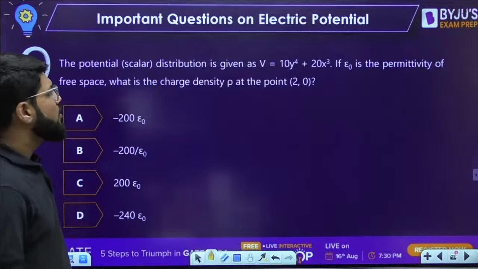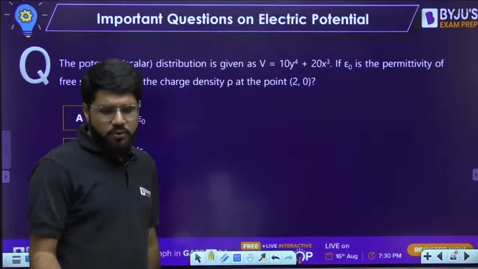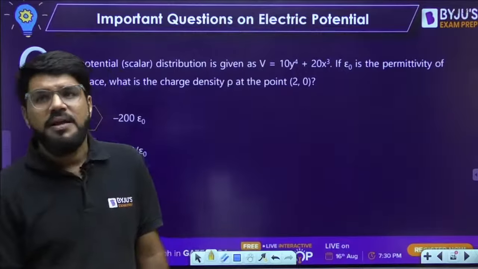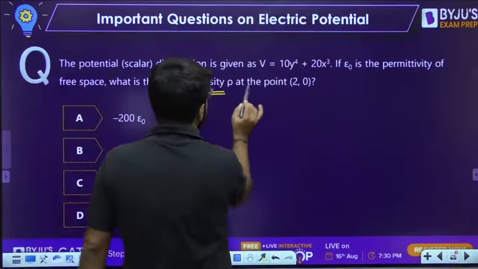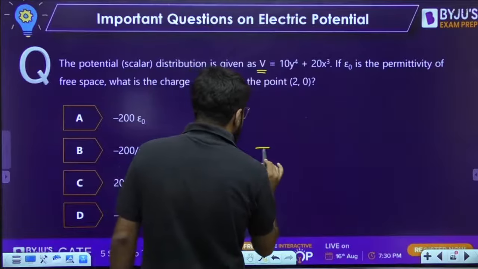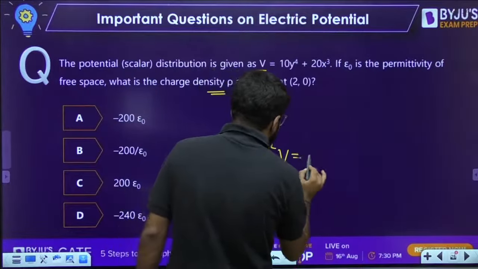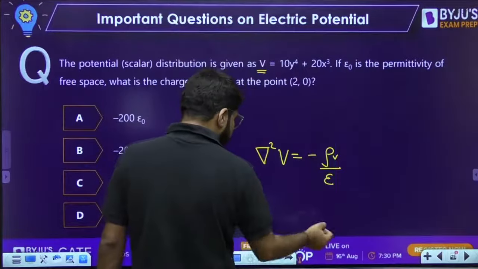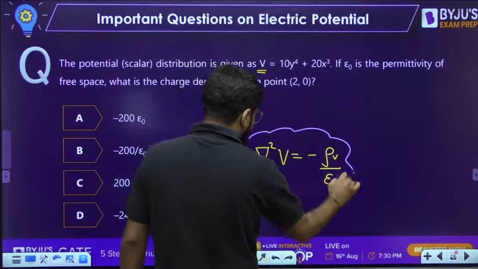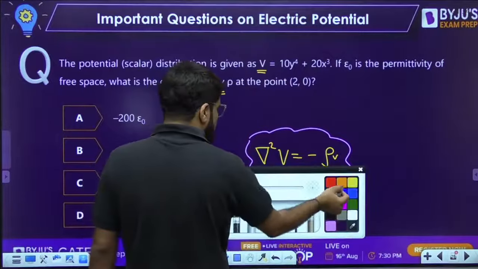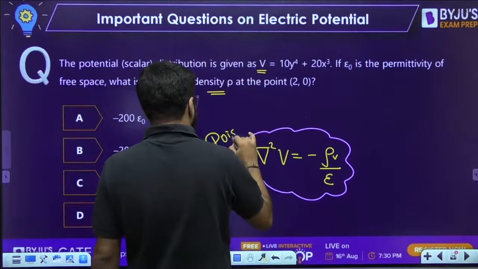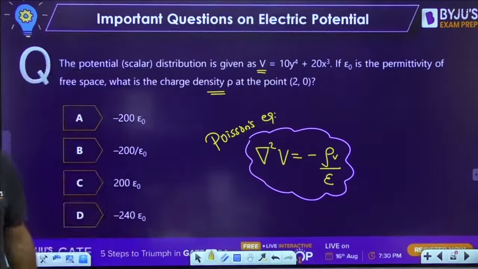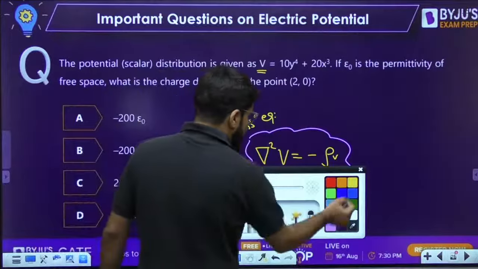Let's look into this. Now see, we can merge Gauss law and the relation between electric field and electric potential, but there is a direct relation between the charge density and the potential, and that is given by del square V is equal to minus rho V by epsilon. This is what is referred to as Poisson's equation. Del square V is equal to minus rho V by epsilon.